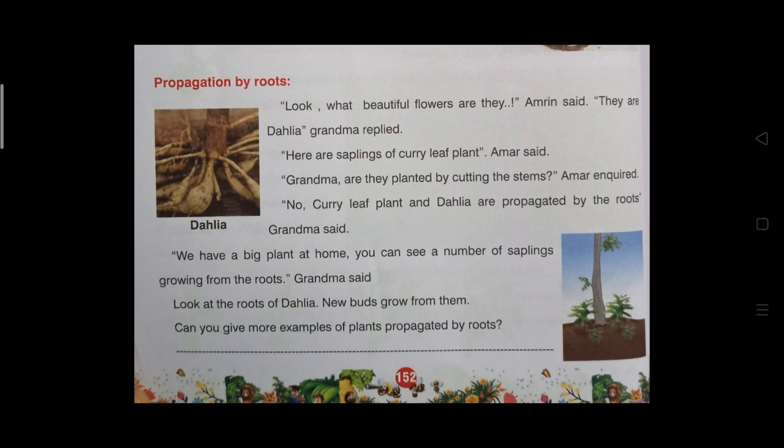We have a big plant at home. You can see a number of saplings growing from the roots, Grandma said. Look at the roots of dahlia. New buds grow from them. Can you give more examples of plants propagated by roots?